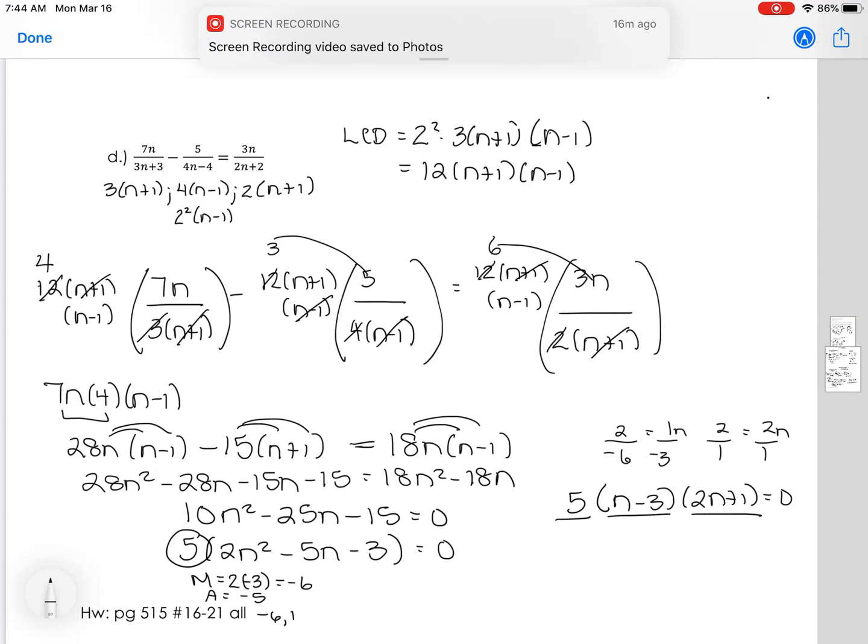Take each of those parts, set it equal to 0. 5 equals 0 doesn't make sense. N minus 3 equals 0, you get 3. 2n plus 1 equals 0, you get n equals negative 1/2. So you end up with two numbers. If you were to sub them back in, you'll find that they both, in fact, do work. So you can either have no answers, which was the one before, one answer, which was like the first two, or like this one, where you can have two answers.